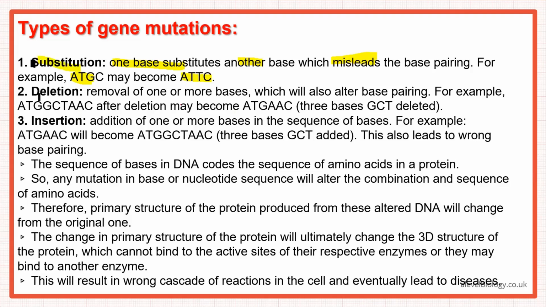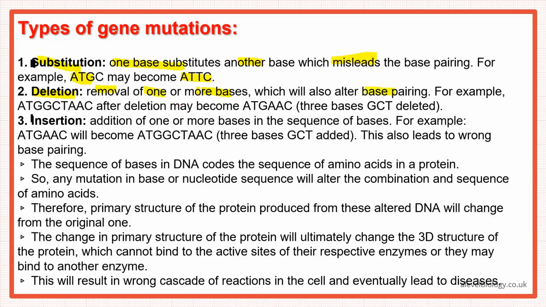Now, the second type of gene mutation is deletion. Again, the name itself is self-explanatory. It means removal of one or more bases, right? So when we talk about substitution, we're talking about only one base that gets substituted, right? But in deletion, what is happening? Removal of one or more bases. It can be one, it can be more, which will also alter the base pairing.